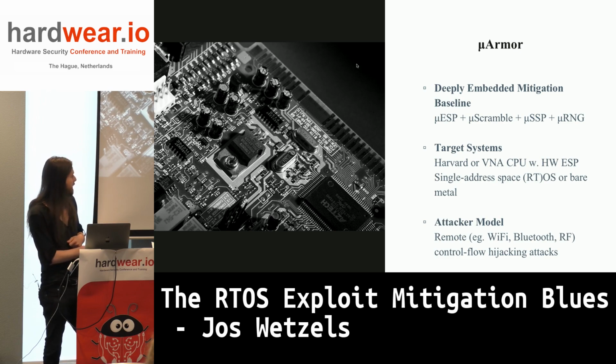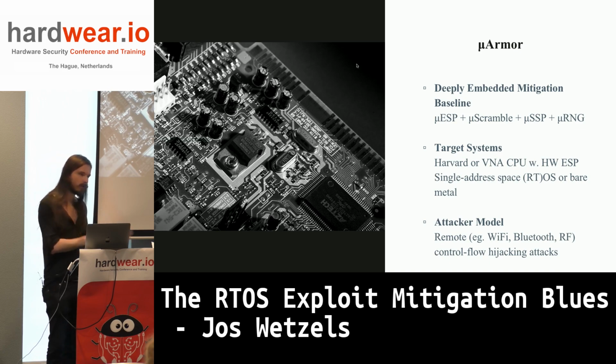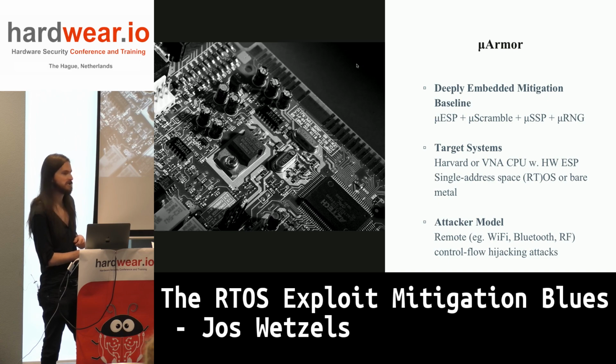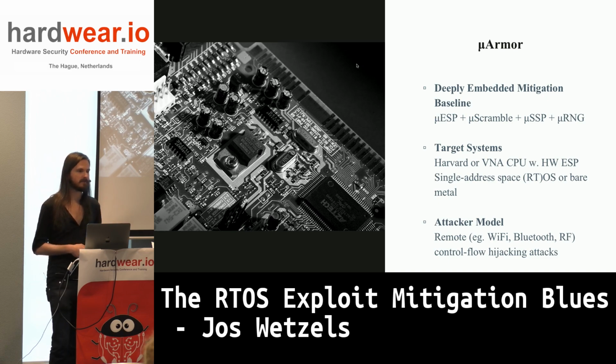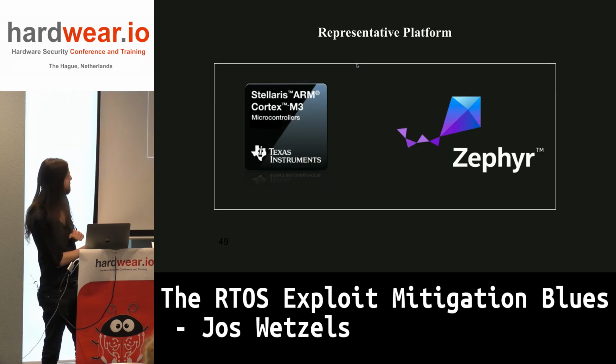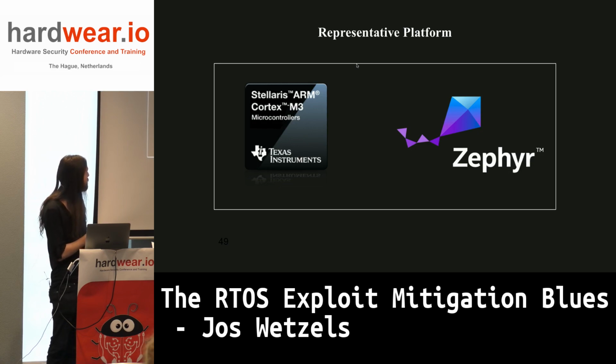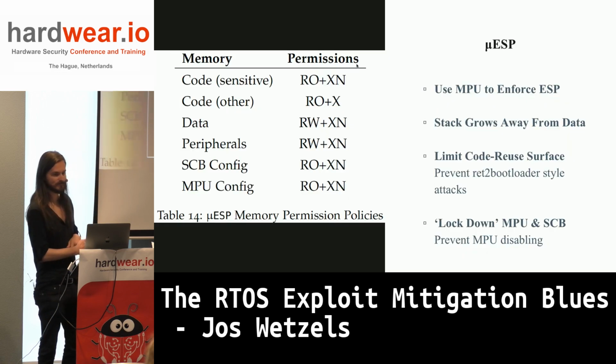The attacker model seeks to protect against remotely exploited control flow hijacking attacks, so someone trying to exploit a vulnerability over Wi-Fi, Bluetooth, or RF. No local attackers, that's out of scope for now. And only control flow hijacking attacks, so no data-only manipulation and that kind of stuff. I implemented it on a representative platform, which consisted of an ARM Cortex-M3 microcontroller and the Sapphire RTOS.